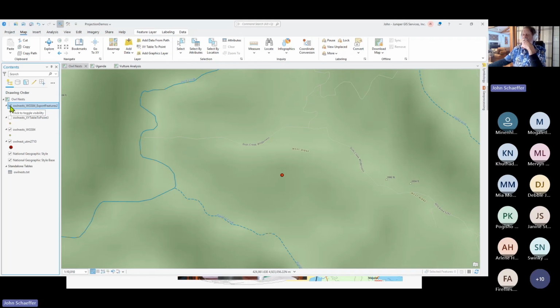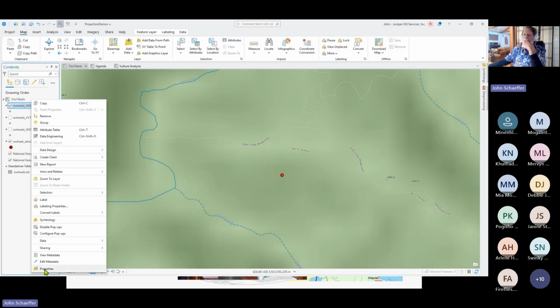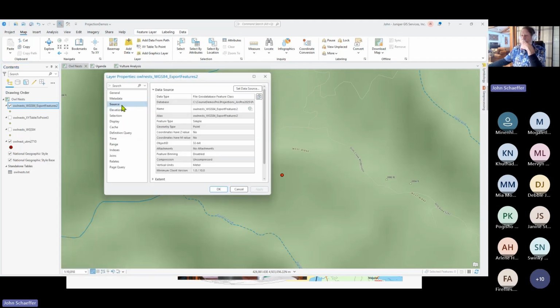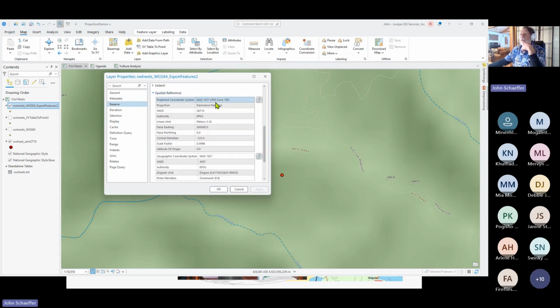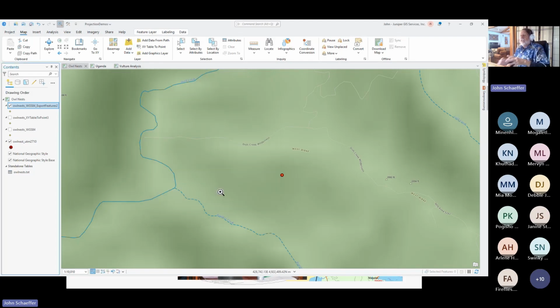Our export features are lining up, okay? And if I right-click properties, source, go to spatial reference, it's now NAD27 UTM zone 10. So basically, I performed a projection just by bringing my data in, making sure I had the correct transformation, making sure it lined up, and then exporting it into the coordinate system for my data frame.